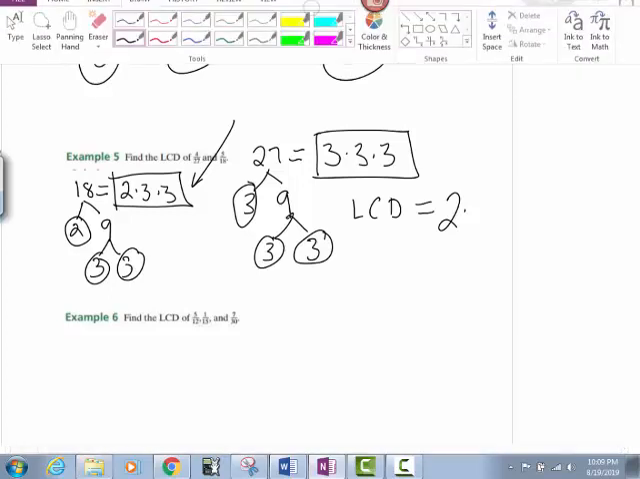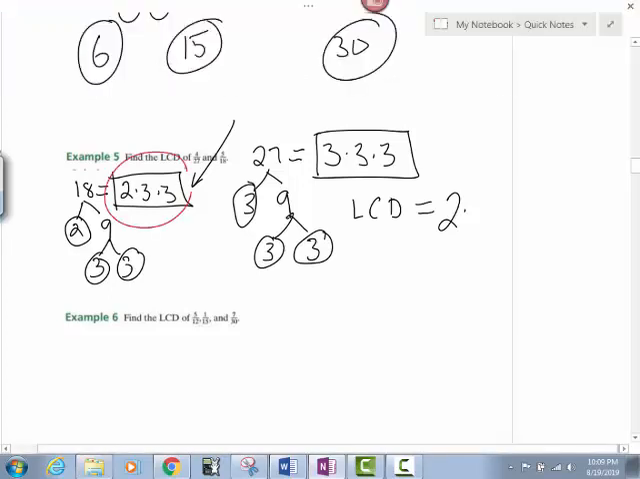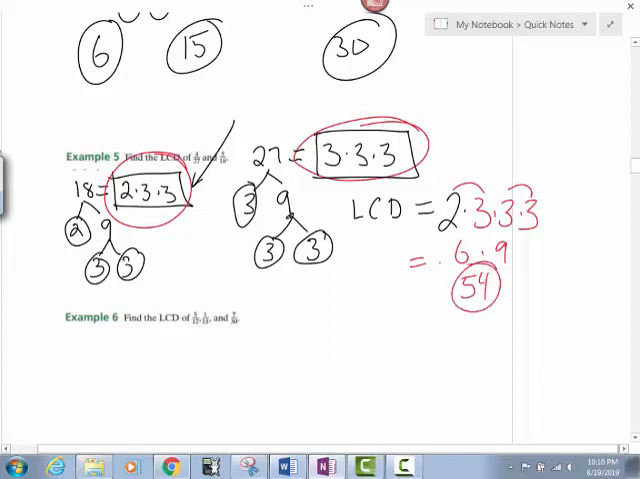Now, when I look at the number 3, that box there has 2 3s. This one has 3. I want to pick the one that has the most. So because the most number of 3s I had in any one box was 3, I need 3 of them. And all we're going to do now is multiply. 2 times 3 is 6. 3 times 3 is 9. 6 times 9 gives me 54.